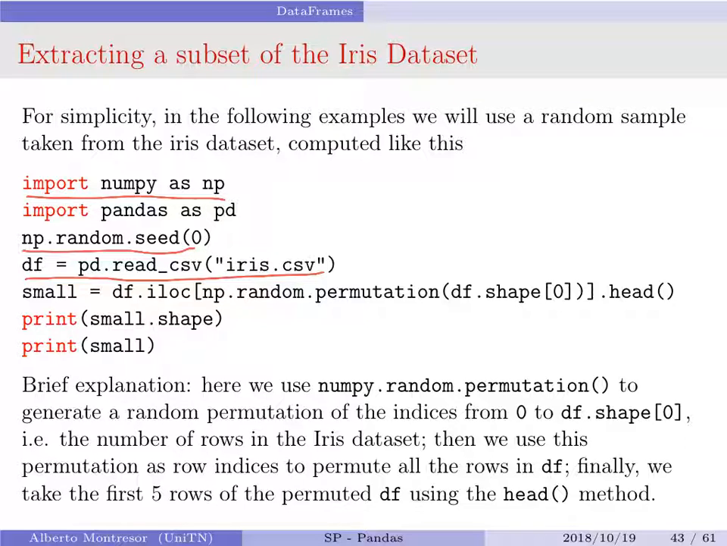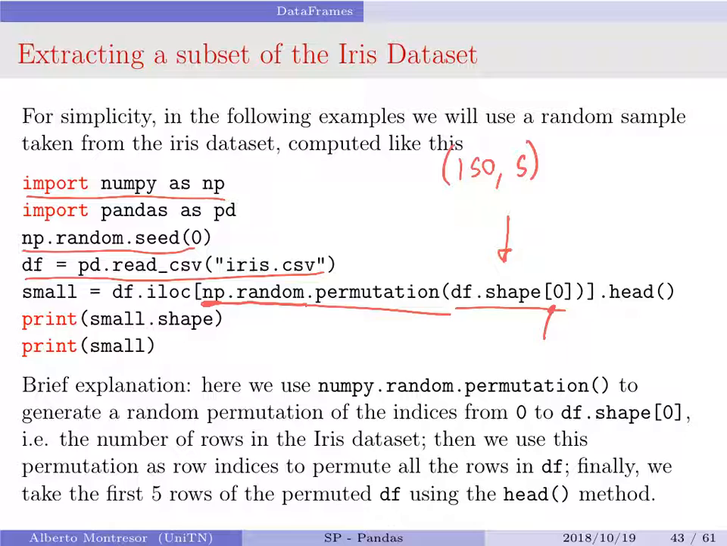Okay, and with a random number generator, which is this np.random, I can compute a permutation. A permutation of what? I can do a permutation of the numbers between 0 and what is here. What is here is the shape of the dataset. Remember, the shape of the dataset is a tuple, like 150, the number of rows of the dataset, and 5, the number of columns of this dataset.